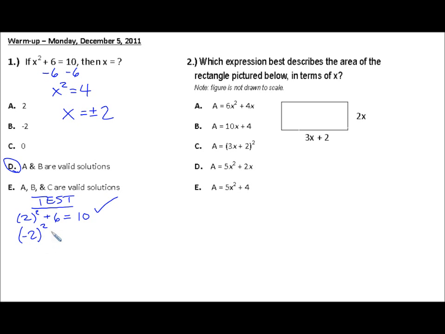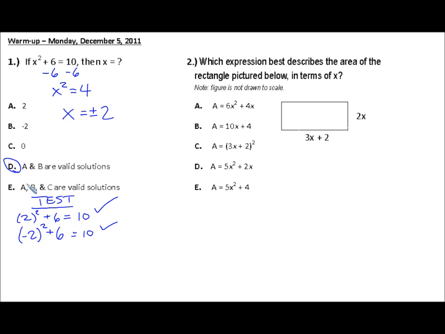If you try the same thing with negative 2, you'll find out that negative 2 times negative 2, or negative 2 times itself, that's squaring, is still positive 4. Add 6 and you get 10. So they do both work. The 0 does not work. If you tried 0, you would get a statement like 6 equals 10, and that would be false. So 0 cannot be a solution.